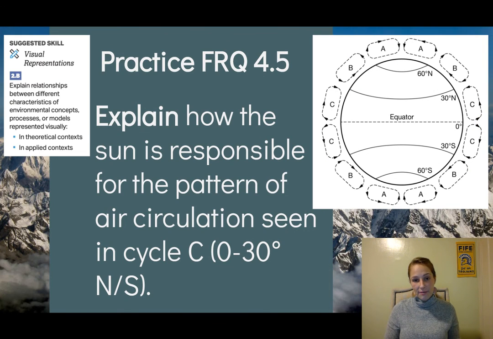So your practice FRQ for 4.5, I want you to look at this diagram here. You're going to explain how the sun is responsible for the pattern of air circulation that's seen in cycle C, right here, from the 0 to 30 degree latitude. So in cycle C, explain how the sun is responsible for this pattern. So that's going to be your practice FRQ for 4.5, and those were your notes on 4.5.